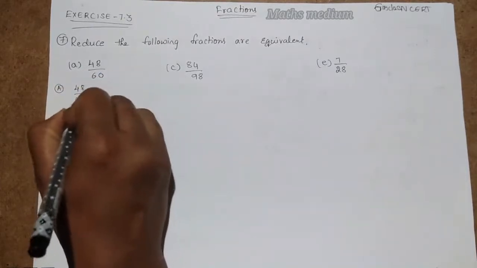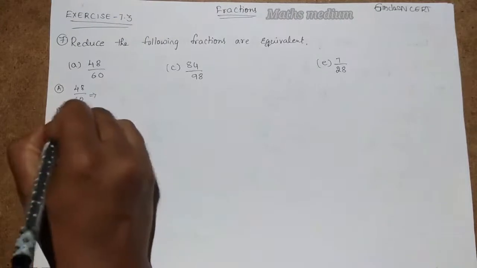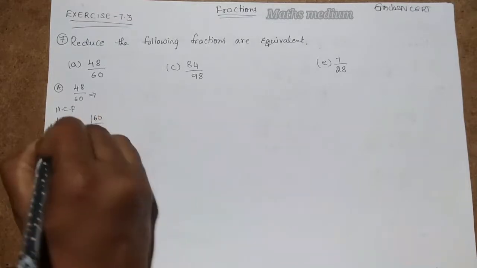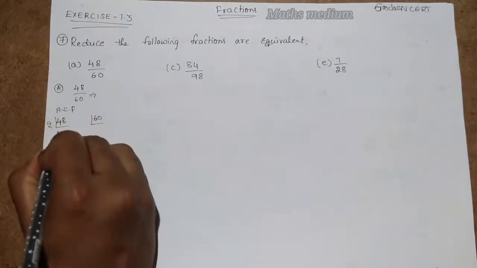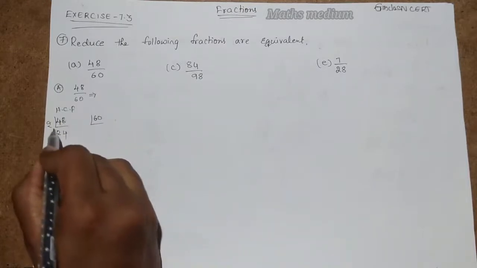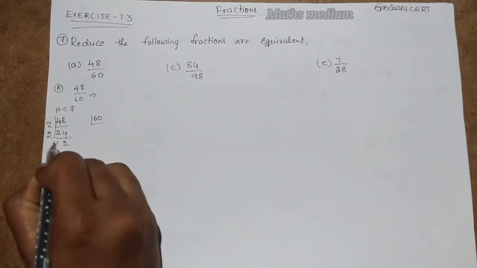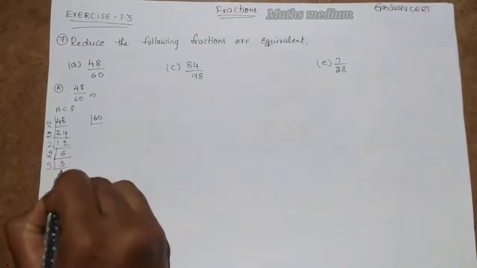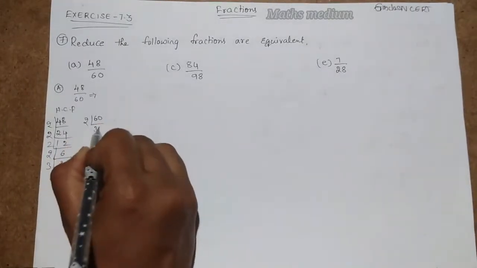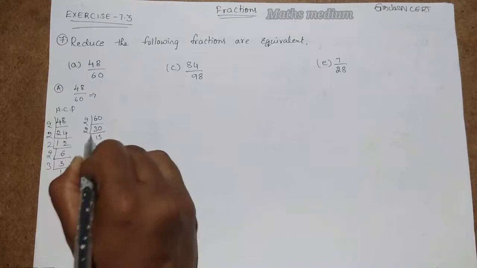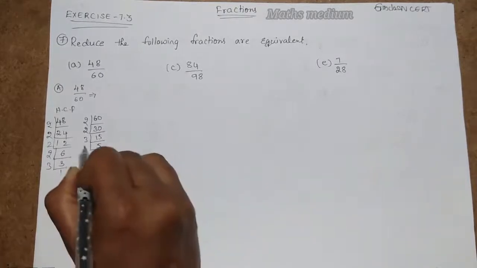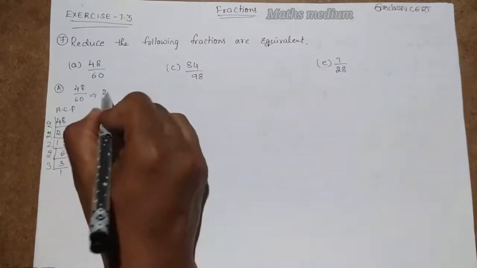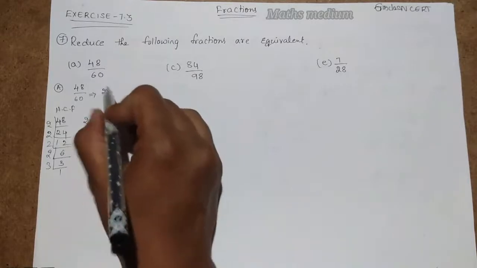48 by 60. So we have to take HCF. Apply HCF to both numerator and denominator. This is the 48 and this is the 60. So now 2 2s are 4, 2 4s are 8, 2 1s are 2, 2 2s are 4, 2 6s are 12, 2 3s are 6, and finally 3 1s are 3. Similarly 2 30s are 60, 2 15s are 30, 3 5s are 15, and 5 into 1. So we have to write it like this. We have to write the factors for the numerator and denominator also.